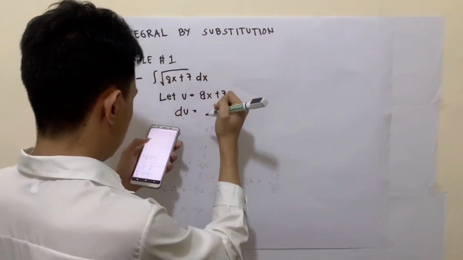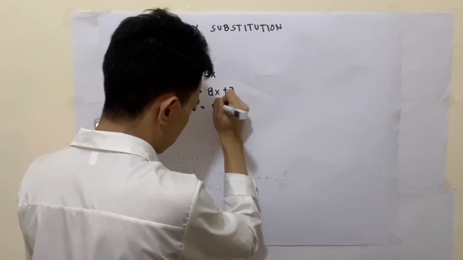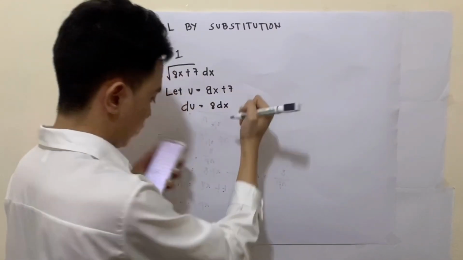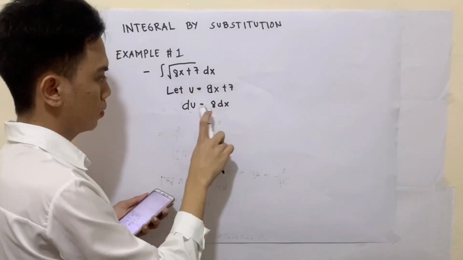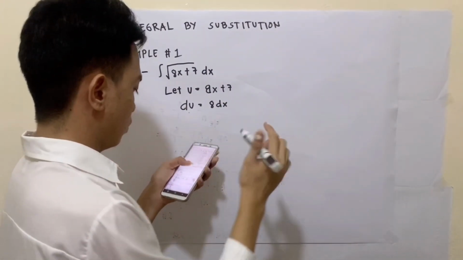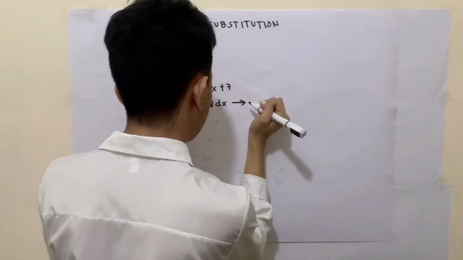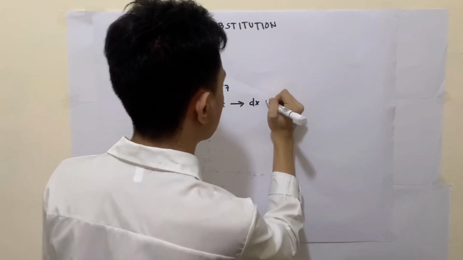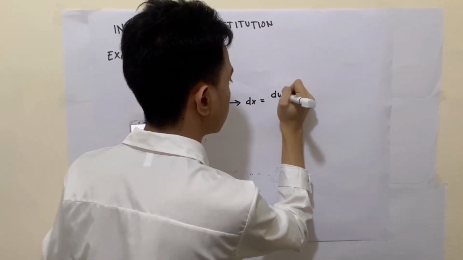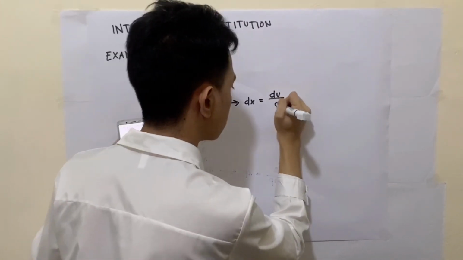We have here the integral of square root of the quantity 8x plus 7 dx. Here, we are going to let u be equal to 8x plus 7 and du be 8 dx. Since the derivative of 8x plus 7 is 8, let's equate dx here to du over 8 so that we can use it for the next processes.